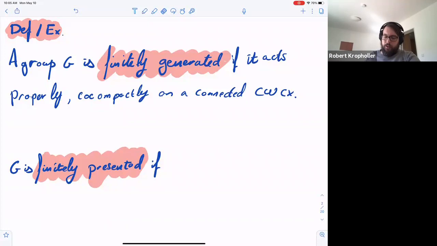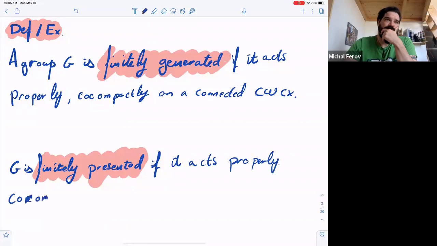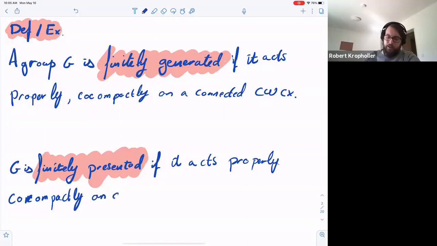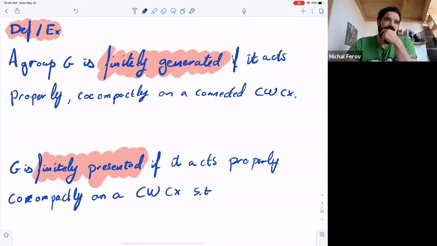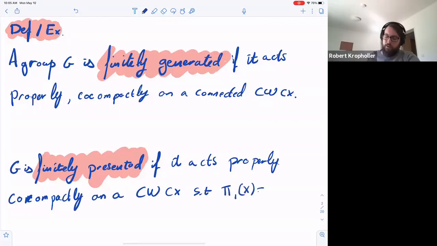And so finitely presented has a similar thing. If it acts properly and co-compactly on a CW complex such that, instead of requesting that it's connected, we request that pi1 is trivial. So you could think about this first one as saying pi0 of X is trivial, where this CW complex is X. And once again, you should think about why this is equivalent, but it's really building the Cayley 2 complex, or using some co-compact action to get out a finite presentation.